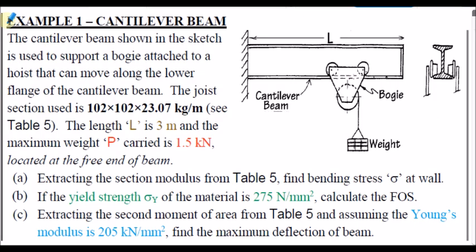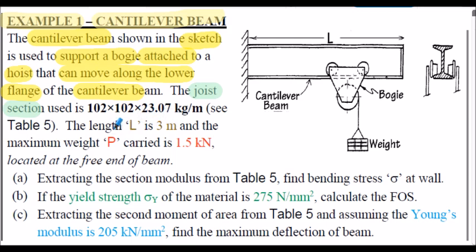Let's consider our first example. Example 1 relates to a cantilever beam. The cantilever beam shown in the sketch on the right hand side here is used to support a bogie attached to a hoist that can move along the lower flange of the cantilever beam. The joist section that's used in the design has a serial size of 102 by 102 by 23.07 kilograms per meter. The various properties for this section are shown in table 5, which will show on the next slide.